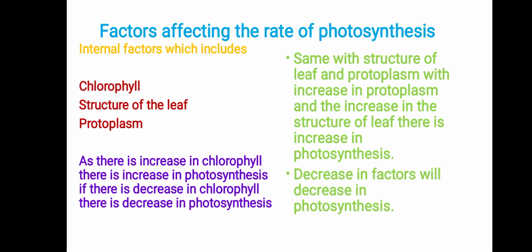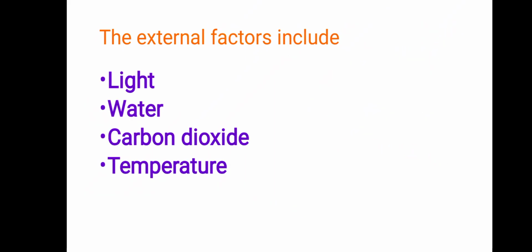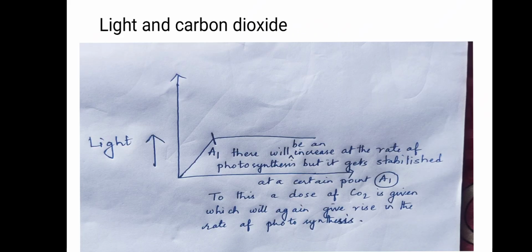So these are the internal factors. The external factors include light, water, carbon dioxide, and temperature. Now, very important, this graph has come in ICC also, and there can be questions relating to this graph. So light and carbon dioxide, how they play an important role in the process of photosynthesis.